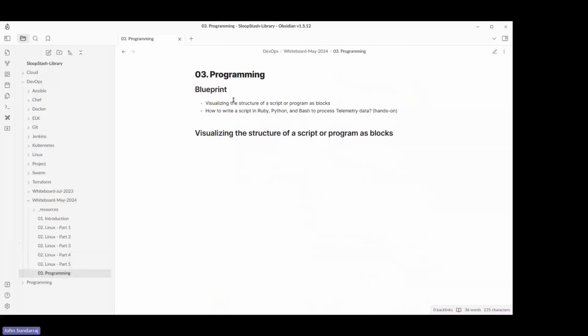Today I'm going to start with this blueprint. Okay, so this is our programming session. So now I'm going to start with visualization of the structure of a script or a program.